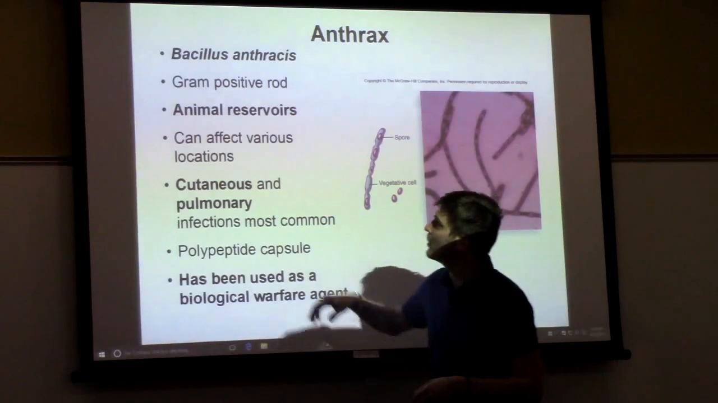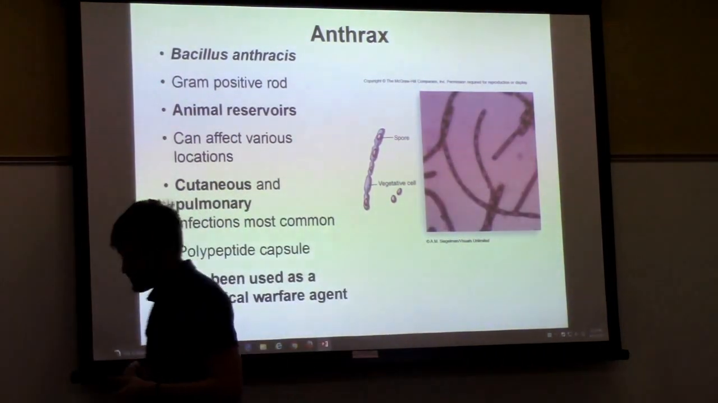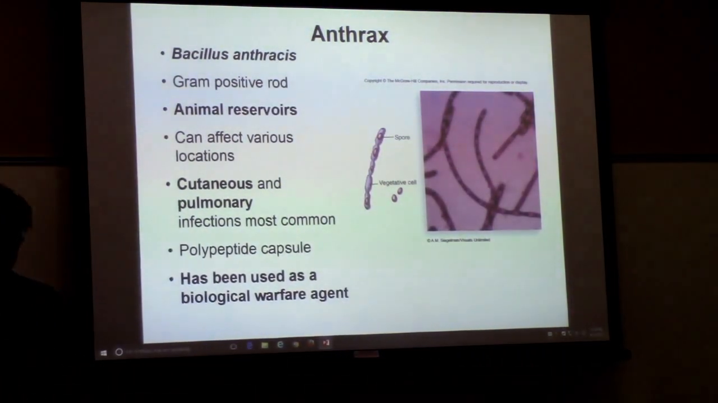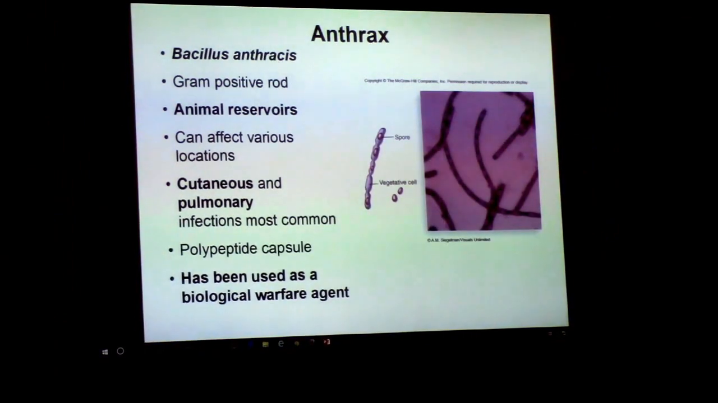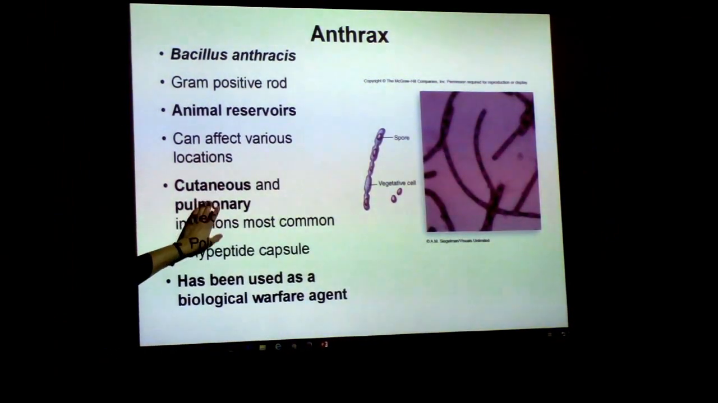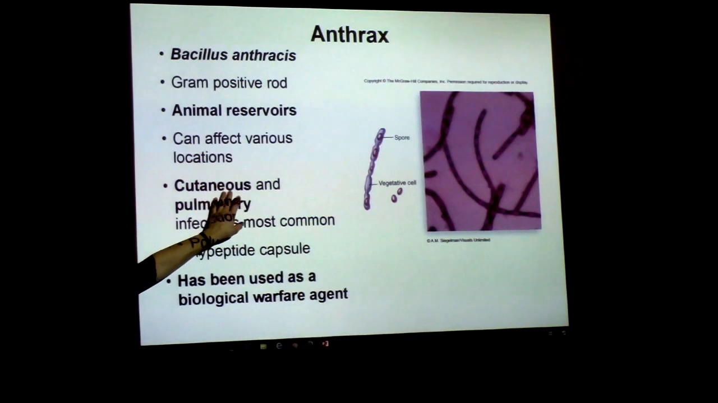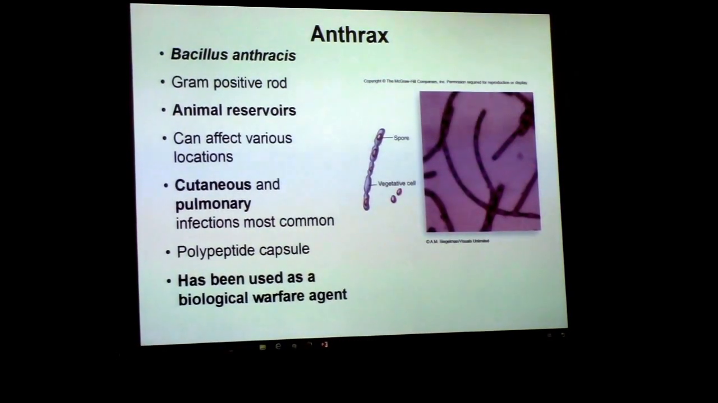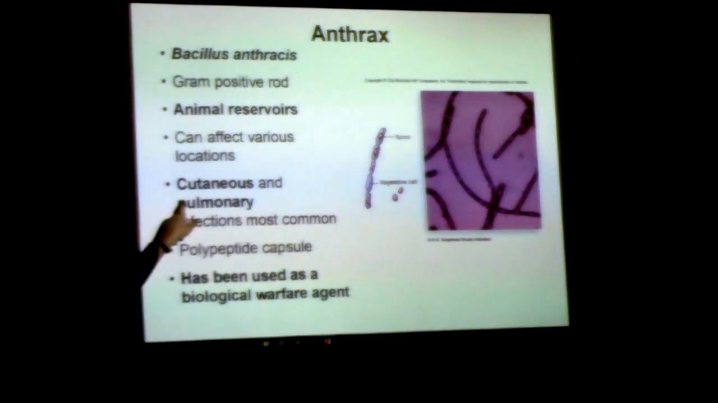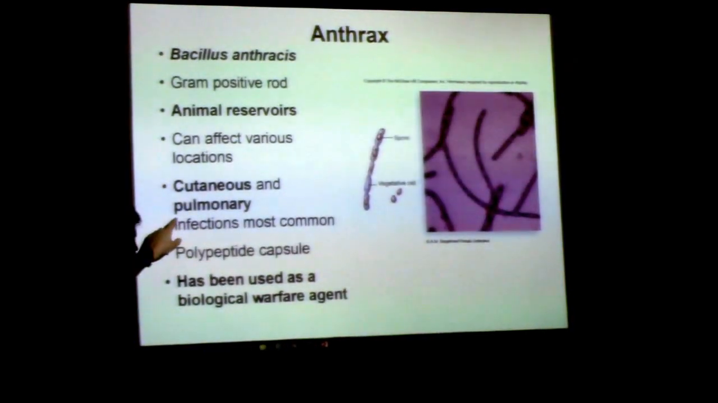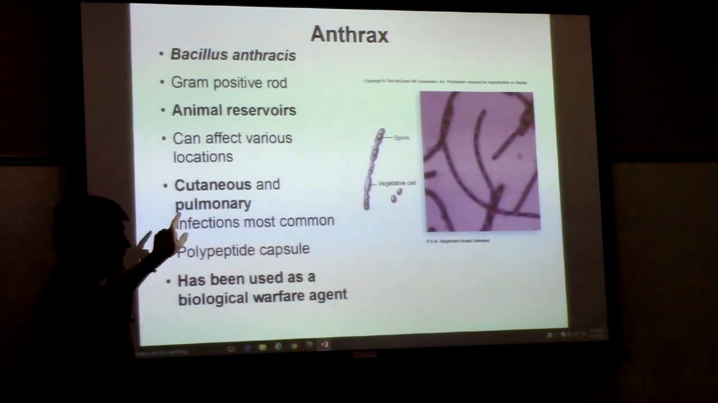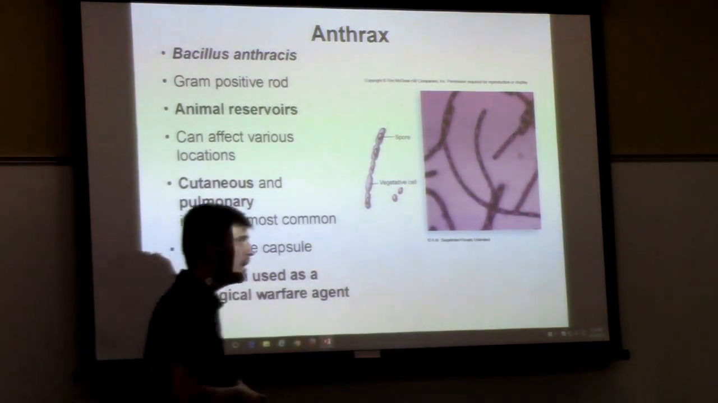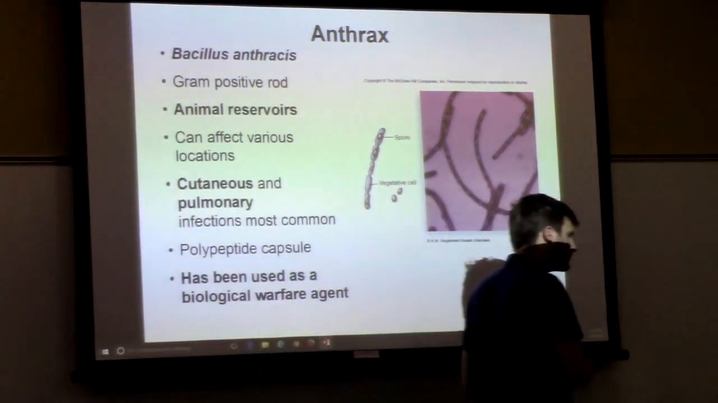As I mentioned earlier, it has an animal reservoir. It's primarily found in cattle or cows. And as we said before, cutaneous and pulmonary are the most common forms. Cutaneous used to be associated with milkmaids who get cuts on their hands while milking, and then get infected that way. Pulmonary is very rarely seen in nature. This is often only associated with the bioterrorist variety of anthrax infection.